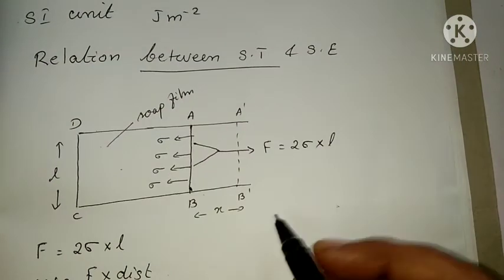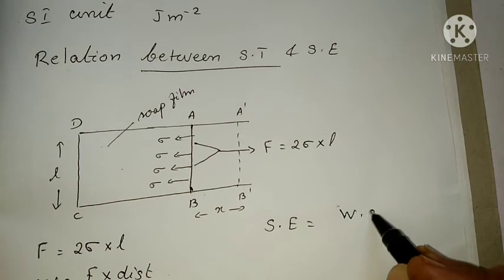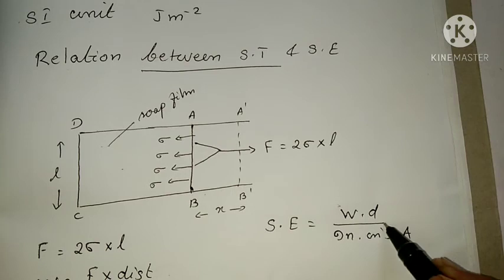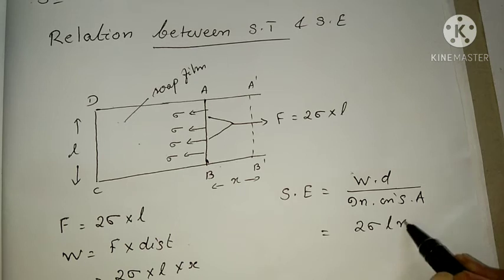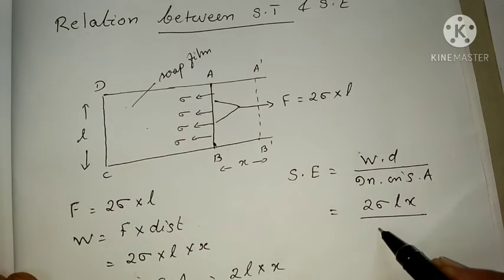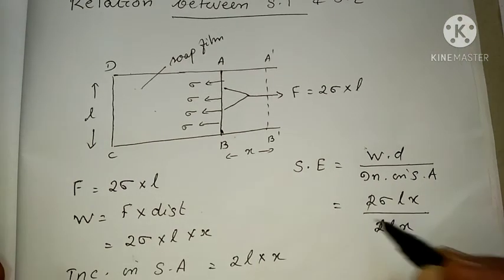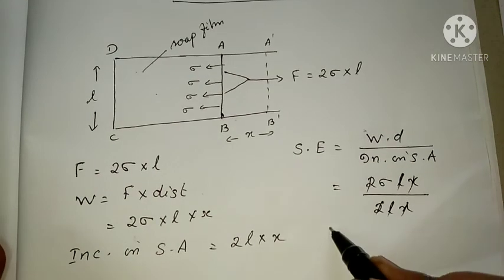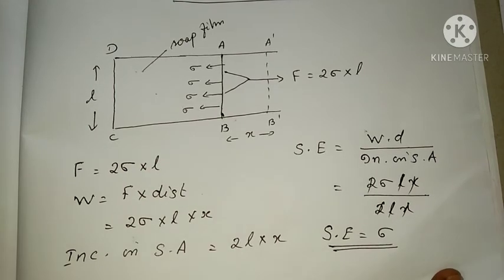What is the formula of the surface energy? Surface energy equals work done divided by increase in surface area. The work done here is 2 sigma L x, divided by the increase in surface area 2Lx. So we can cancel the 2 and 2, then x and x, then L and L. What is the answer here? Surface energy is equal to surface tension. Clear? So surface energy is numerically equal to surface tension.